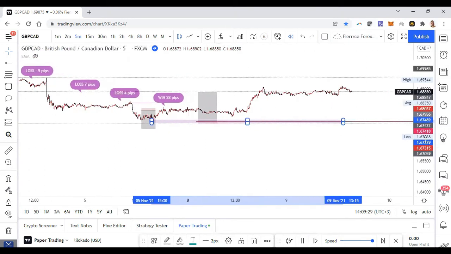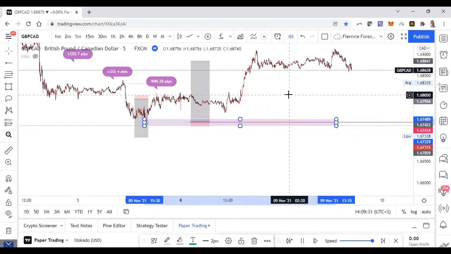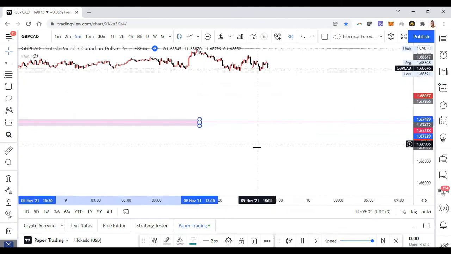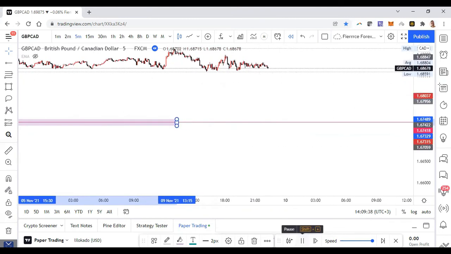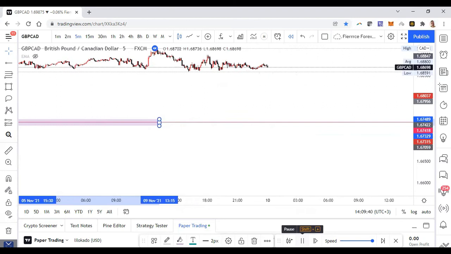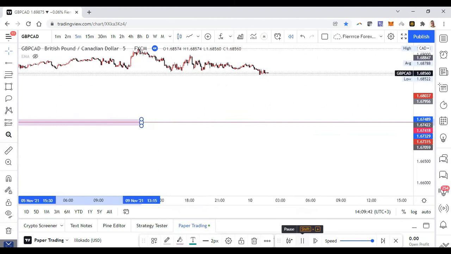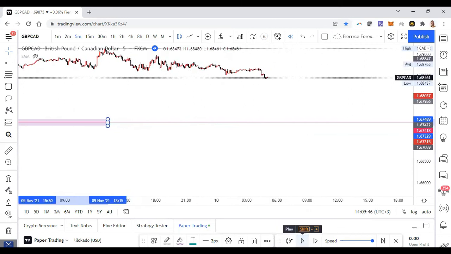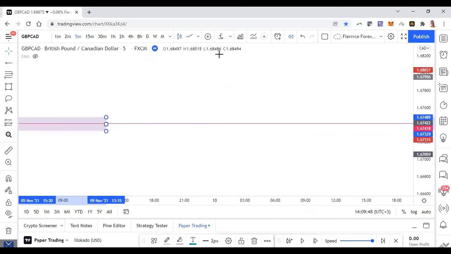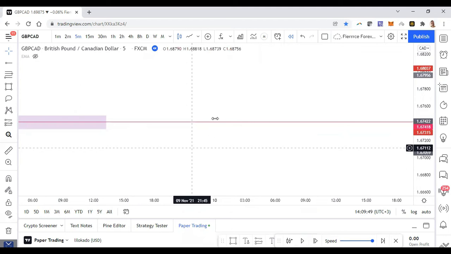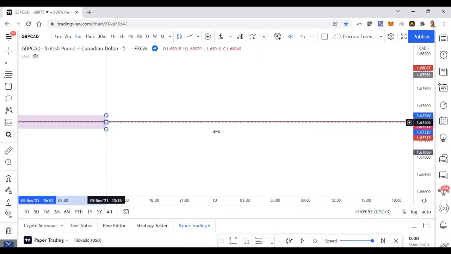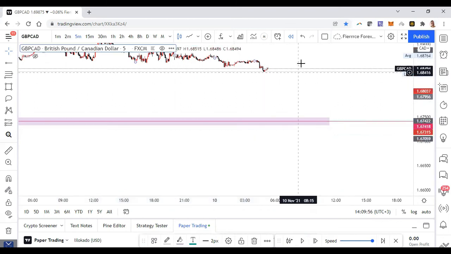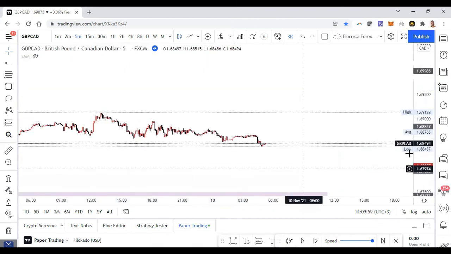Not very impressive here. A lot of consolidation, which, like I said, I don't like trading consolidating markets. So just hold on. Remember, this is still at a buy target zone for me.